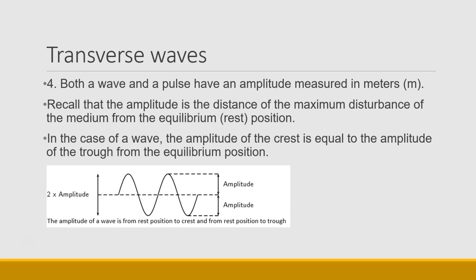Now, in the case of a wave, we have two amplitudes because we have one amplitude which is from the rest or equilibrium position to the top of the crest, and then we have another amplitude from the rest position to the bottom of the trough. Often on tests or exams, you will be given this distance over here, and you need to realize that that represents double the amplitude. And like I already mentioned, this distance will always be equal to this distance.